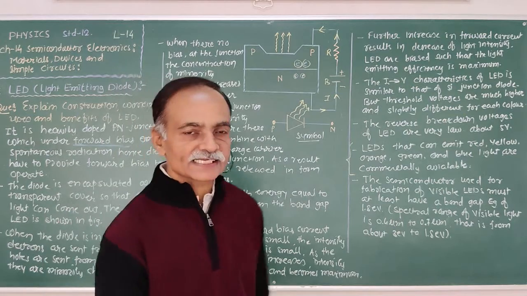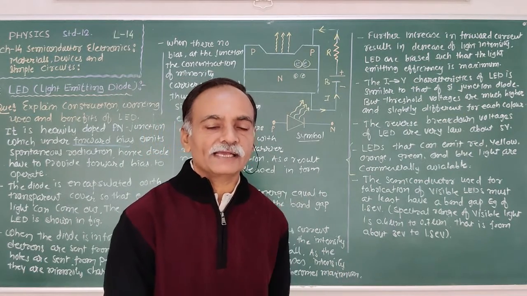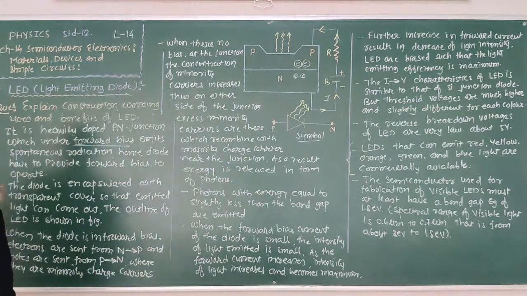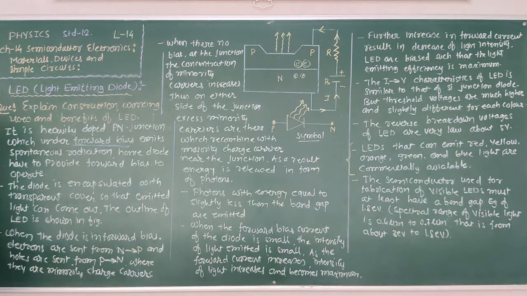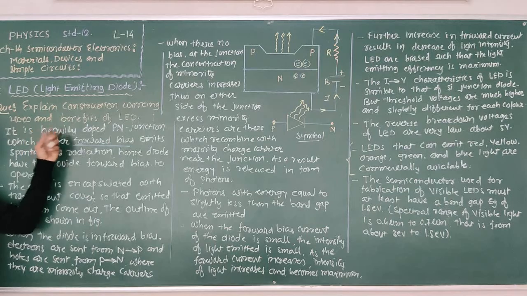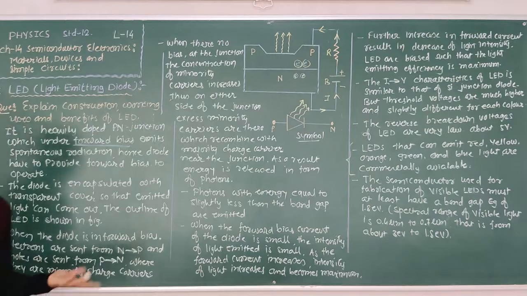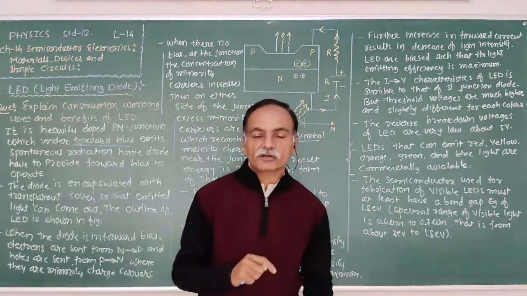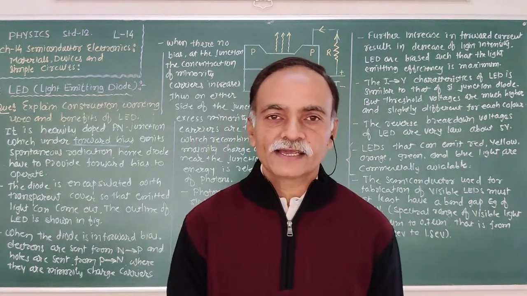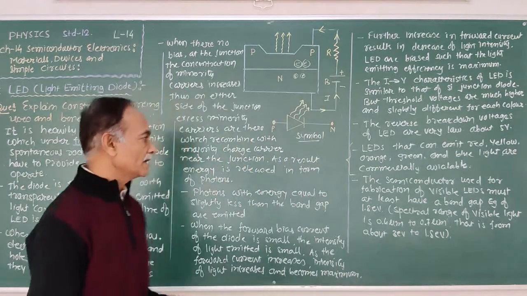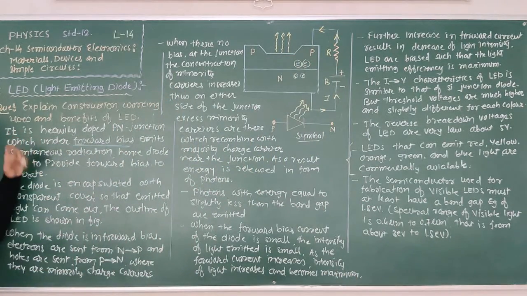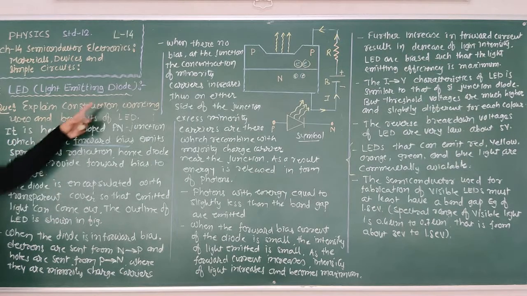Before starting this discussion, again we repeat about the light emitting diode. Now the question is: explain construction, working, usage and benefit of the light emitting diode. Now the LED is a heavily doped PN junction. It is also a PN junction diode, but the concentration of impurity atoms added is very high compared to a general PN junction diode, which is always connected in forward bias.